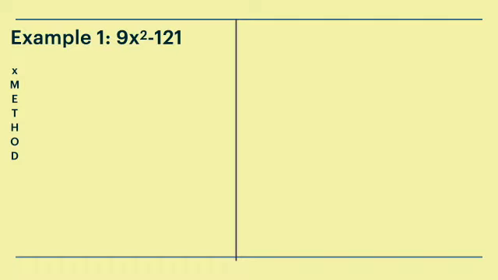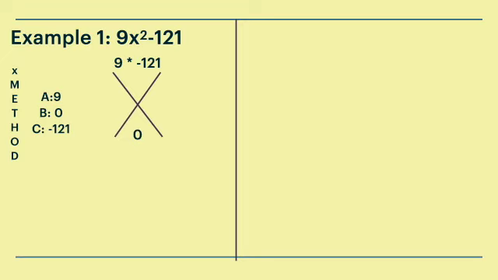We're only going to do one example because if you don't really get the second way that I'm going to show you, then you're just going to have to use X method, and you can go back and watch that video. So X method, first thing, A, B, and C: 9, 0, negative 121. Draw your X, A times C goes on top, B goes on bottom. So 9 times negative 121, and 0 on bottom.